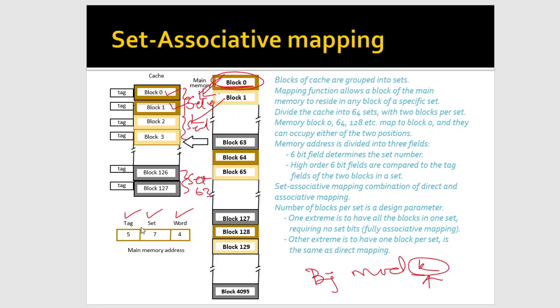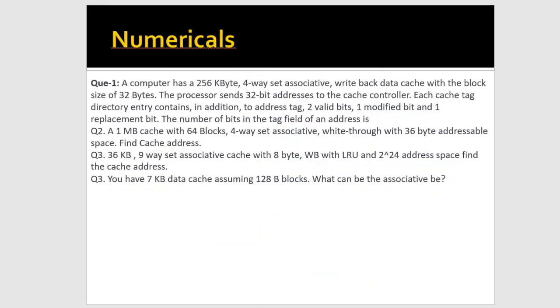So this is set associative mapping. The most important property of set associative mapping is that in today's processors, all the cache memory we are using in our PCs is typically set associative mapping. That means it combines the best features of direct mapping as well as the features of fully associative mapping. Now let's start with some numericals.